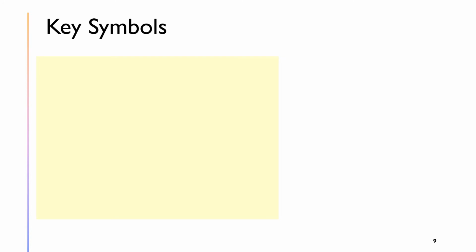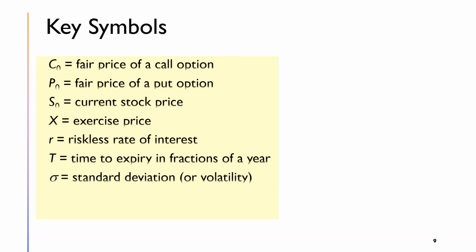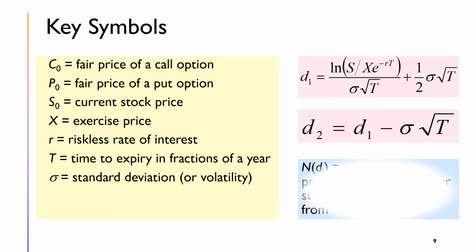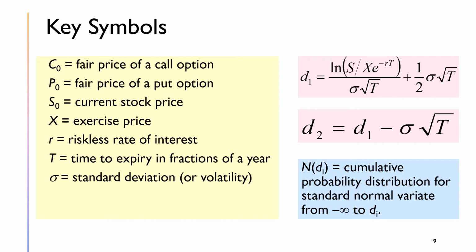This slide shows the important symbols used in the Black-Scholes model. 0 stands for time zero or today. C is the fair price of a call option. P is the fair price of a put option. S stands for stock price. X stands for exercise price. R represents the riskless rate of interest. T represents the time to expiry in fractions of a year. Sigma stands for standard deviation, which is a measure of volatility. D1 and D2 are calculated using the 5 variables. N(d) is a cumulative probability distribution for a standard normal variable from negative infinity to d.